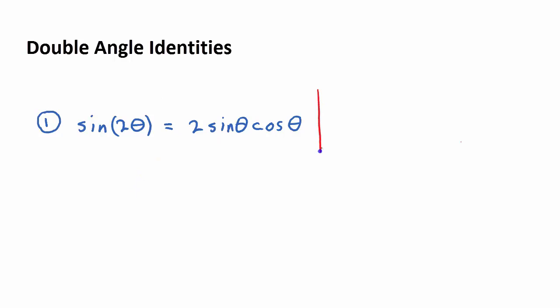All you'd have to do is, on the left side, replace 2 theta with theta plus theta. And then remember the sum identity for sine. So in this case, the sine of theta plus theta, alpha is theta and beta is theta. And if you recall the identity for the sum of two angles, the sine of alpha plus beta is the sine of alpha. I'm going to fill in the blank in a second.